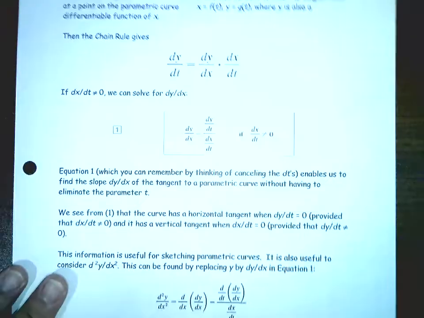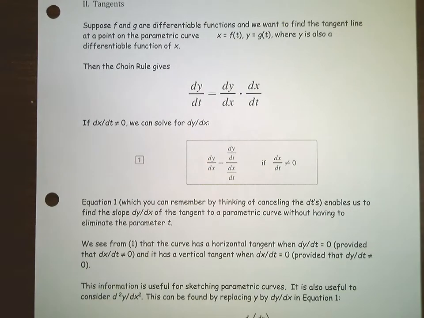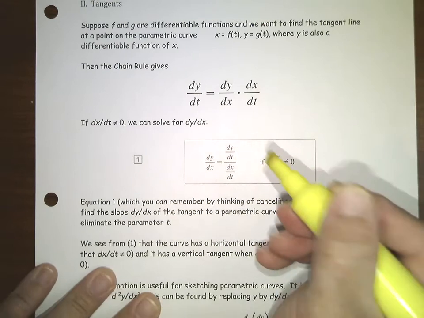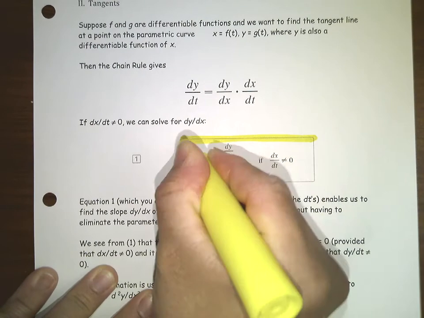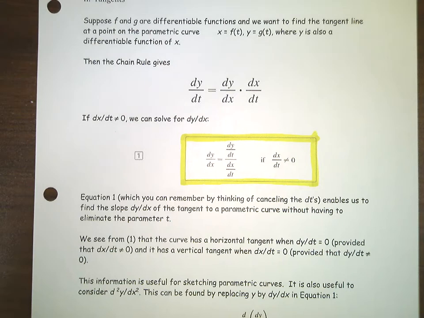All right, let's try another one here. Let's move on to tangents. I really hope that you are enjoying this. So here is the definition for tangents. This is sort of what you would expect given the chain rule, that dy/dx is dy/dt over dx/dt.